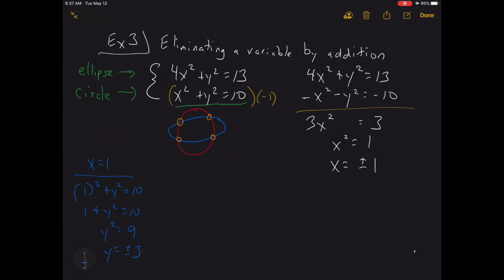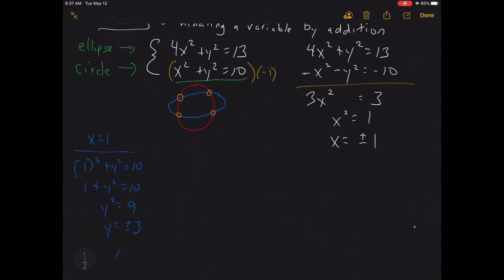So what that means is I could have x associated, oops, I'm sorry, I didn't actually mean to write the x. Y is associated with positive 3, so I could have the point 1, positive 3, or I could have the point 1, negative 3. There are two solutions when x equals 1 on this particular problem. Now we have to do exactly the same idea, but when x is negative 1.